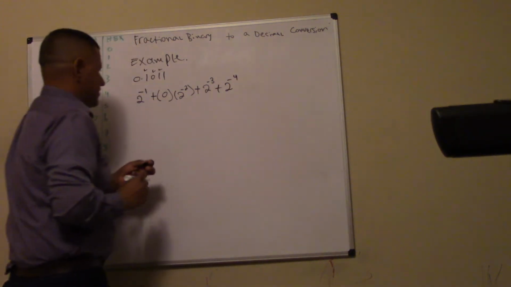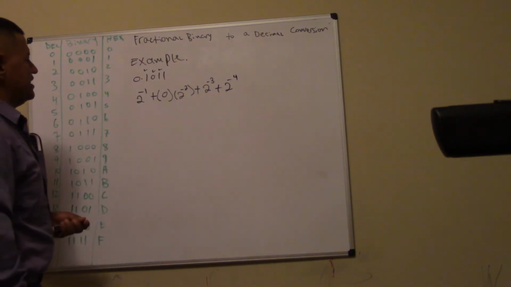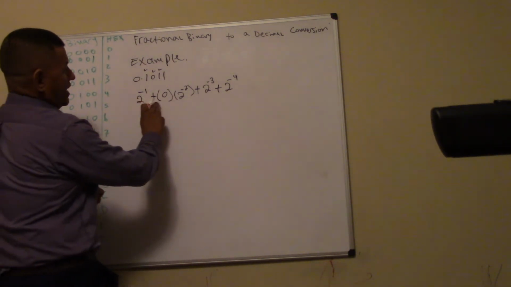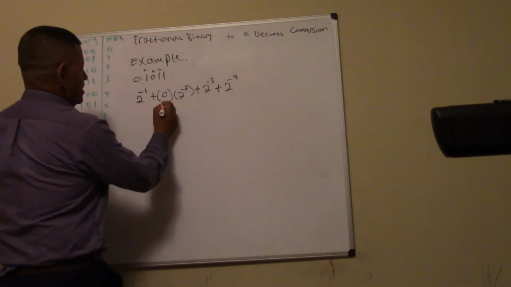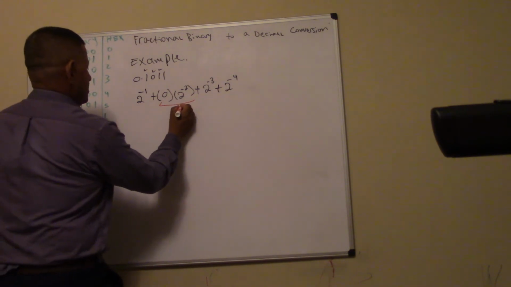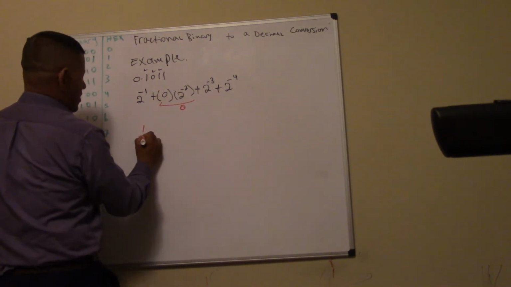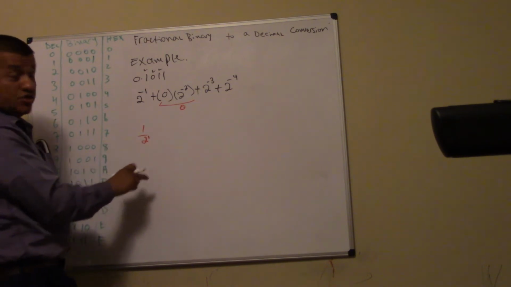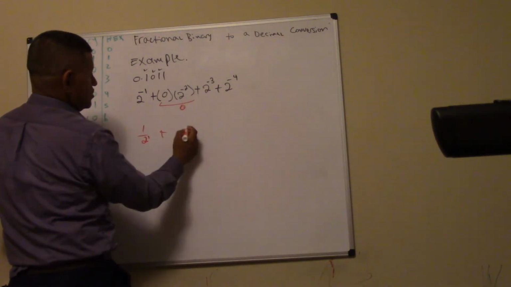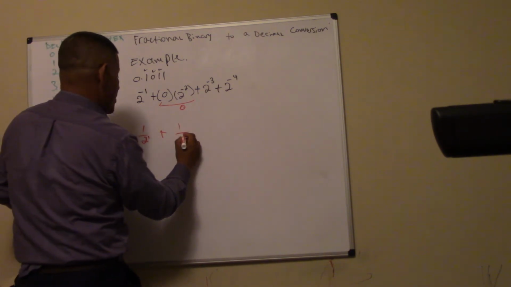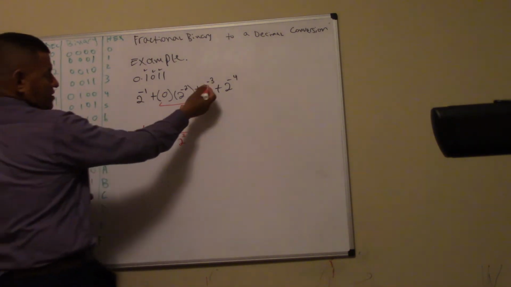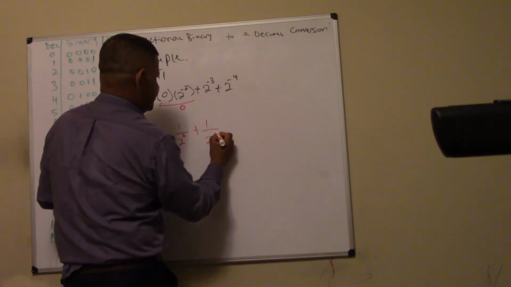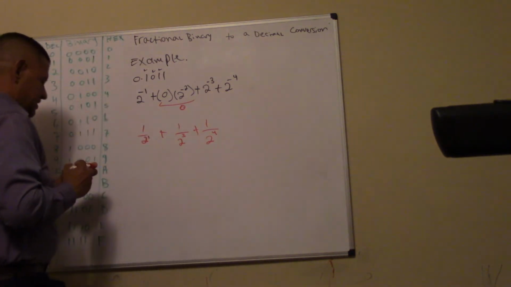Now remember from algebra that these numbers are all over 1. Here we know that it's 0, right? So we have 1 over 2 to the first power. I just change the exponent to positive and bring it down. Plus 1 over 2 to the third power, plus 1 over 2 to the fourth power. See, that is the number.